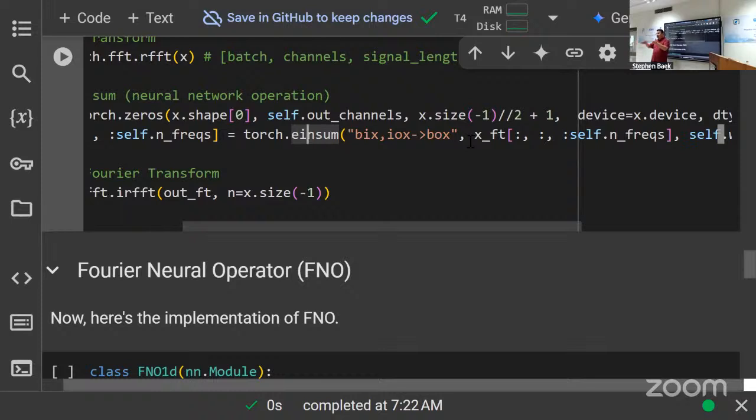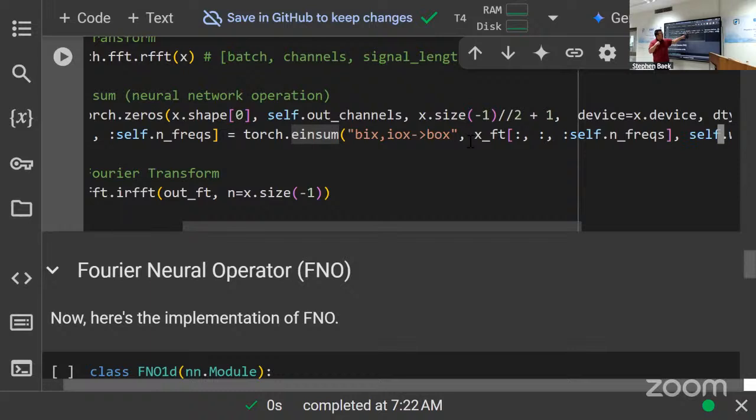grids in the x-axis. So as a matter of fact, our input was the number of batches, number of channels, and then the signal length, right? So basically we're indexing them using BIX, okay? And then IOX is essentially the weight parameter that we're learning. The index of this weight parameter is that we have the number of channels, which is indexed by I. And then we have the number of outputs, which is indexed by O. And then we have the signal length X.